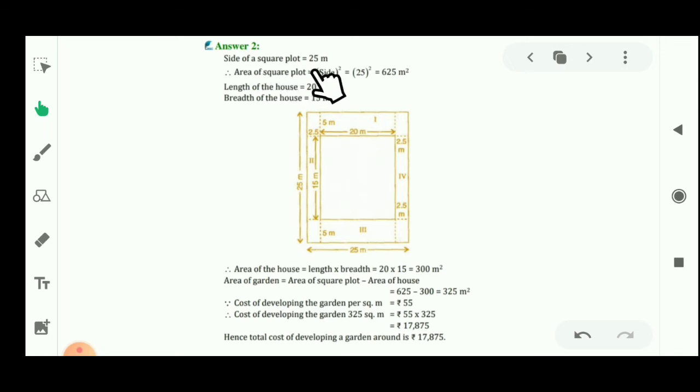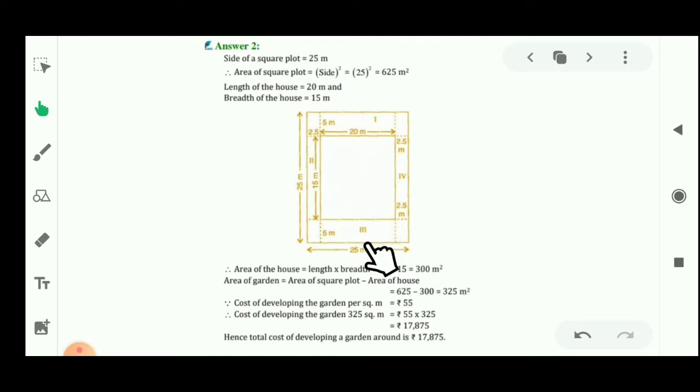As you know, the side of the square plot is 25, that is given. So firstly we have to find out the area of the square plot. The area of the square plot is side square, that means 25 square, that means 625. And the house's length and breadth are given, that means 20 and 15. So now we have to find out the area of the house, that means length into breadth, 20 into 15, that is 300 meter square.